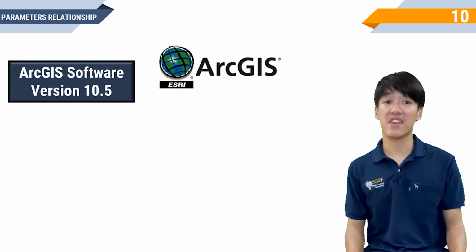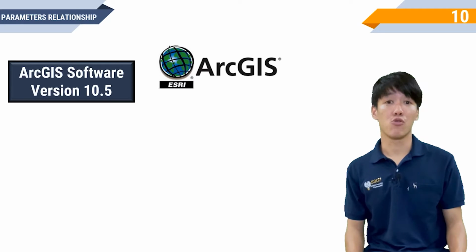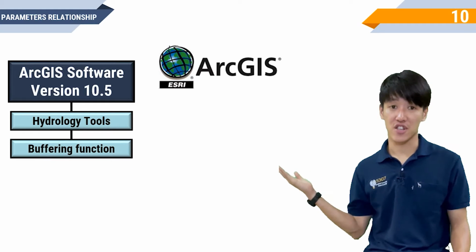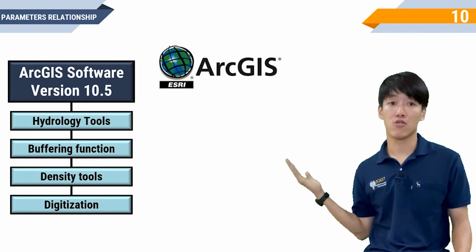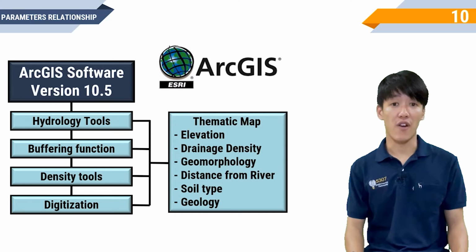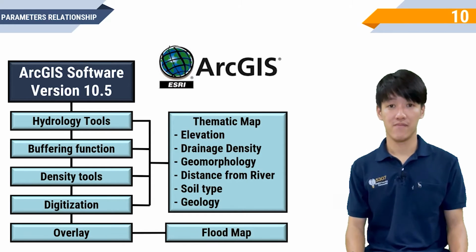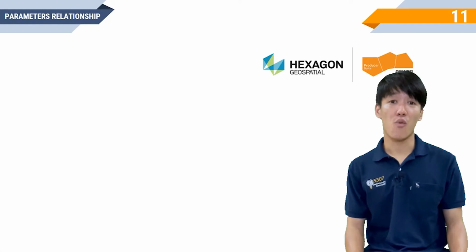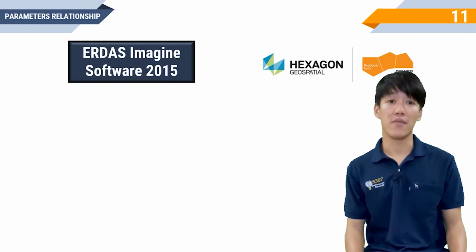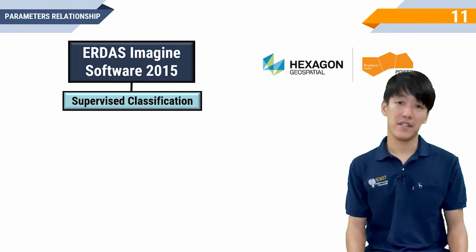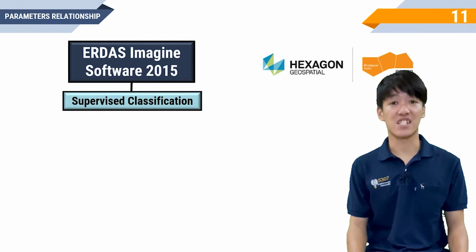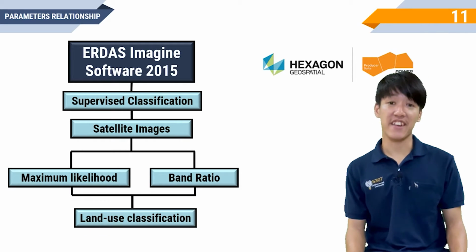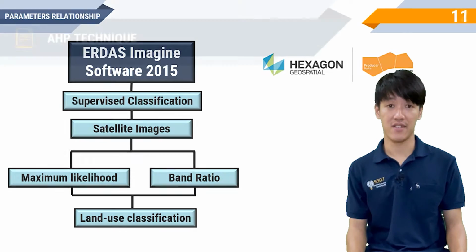Preparation of the thematic map, which is generated through the ArcGIS tool, consists of hydrology tools, buffering function, digitization, density tool, and raster calculator for overlaying maps. Landsat 8 images with 30-meter resolution from the USGS database were acquired for a supervised land use classification technique in the ERDAS Imagine software to delineate a land use map of the study area.